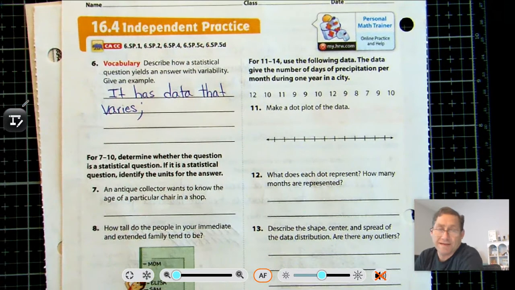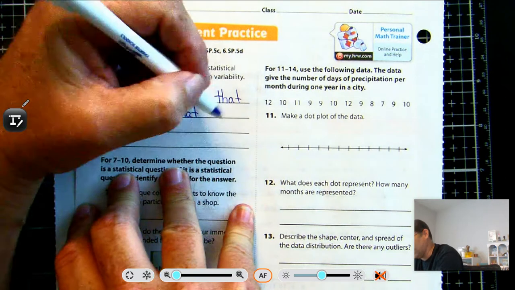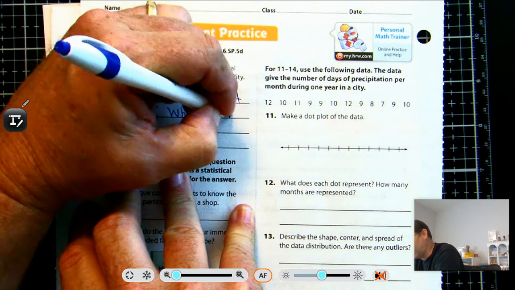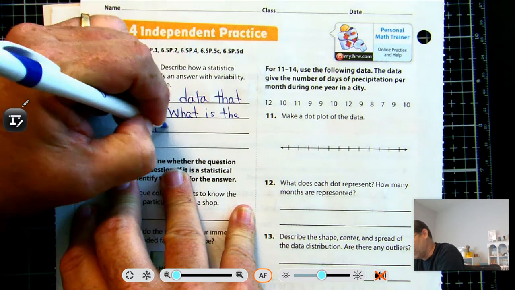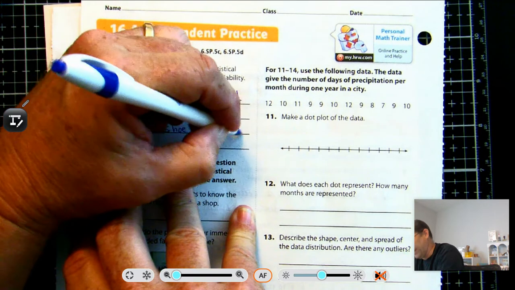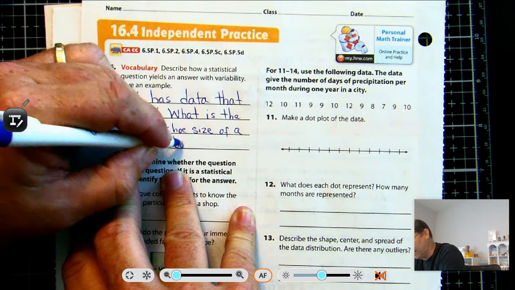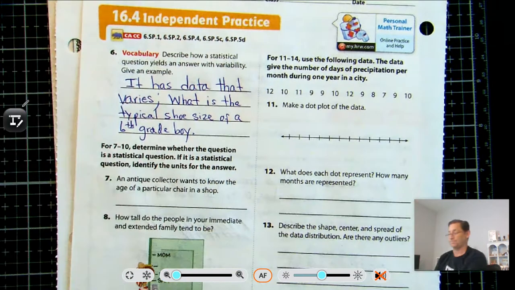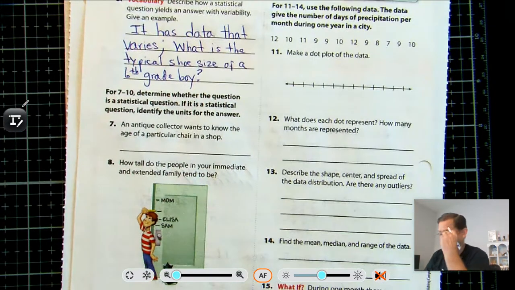So what is a question that we can come up with that would be statistical? Well, not everybody has the same foot size. So what is the typical shoe size of a sixth grade boy? All right, 7 through 10.